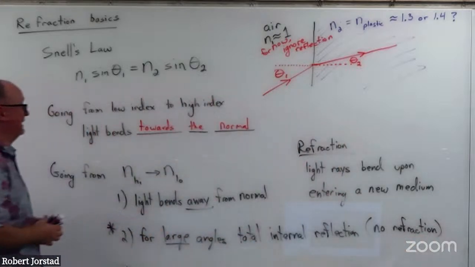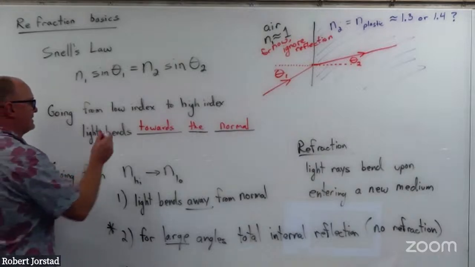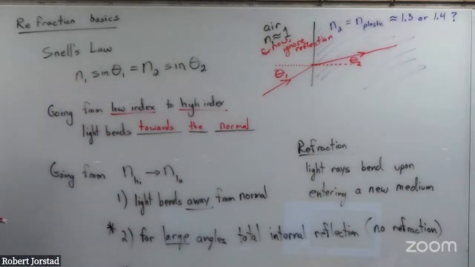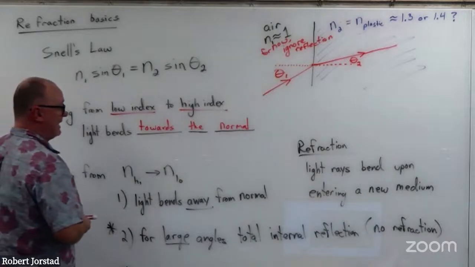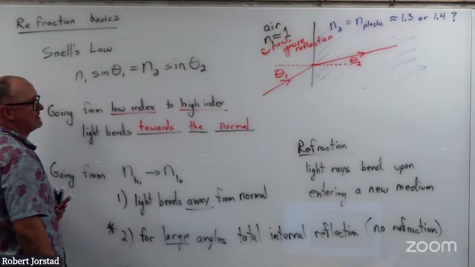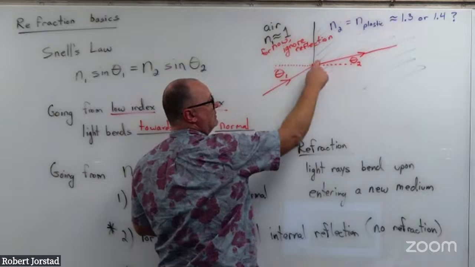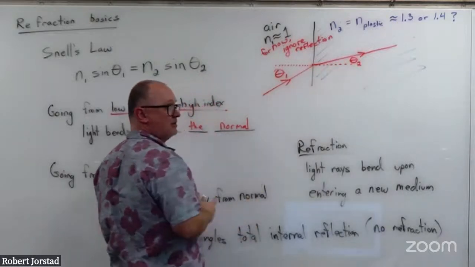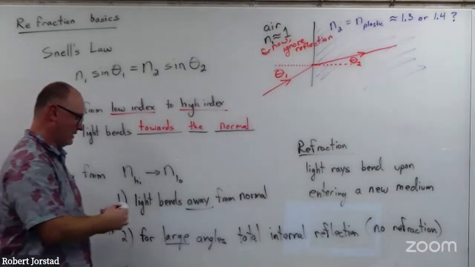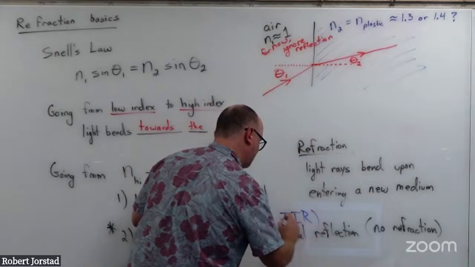So the classic example is going from low to high index, like air into glass or air into water or maybe water into glass. The light will bend towards the normal, and that always occurs. What happens is if you try to go the other way, right, if your input angle is too large, you could imagine it's not able to refract out, and in those situations, total internal reflection occurs. I'm just going to call that TIR for short.